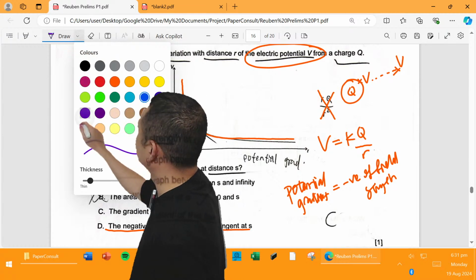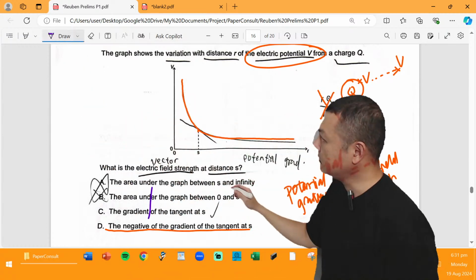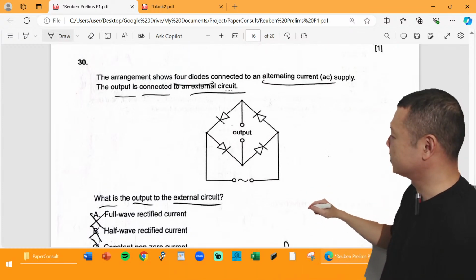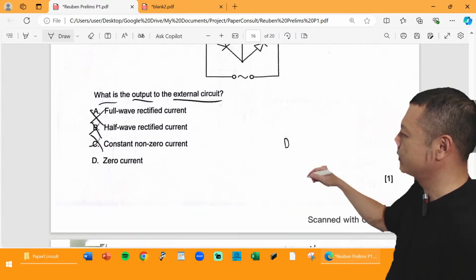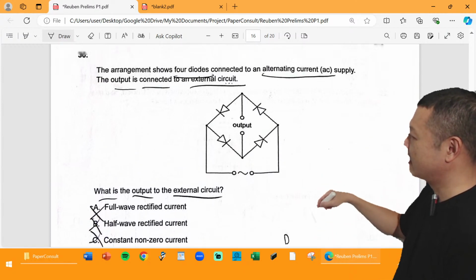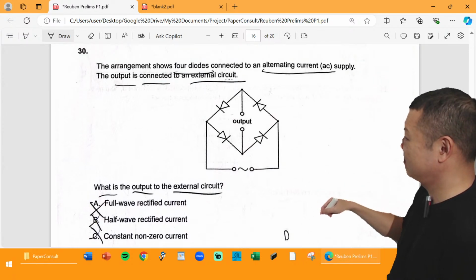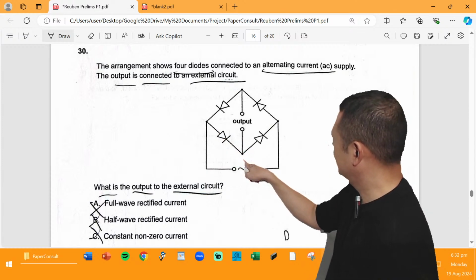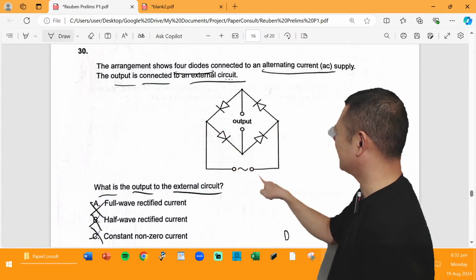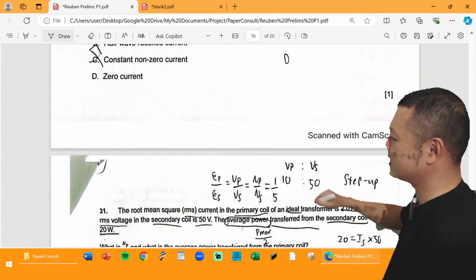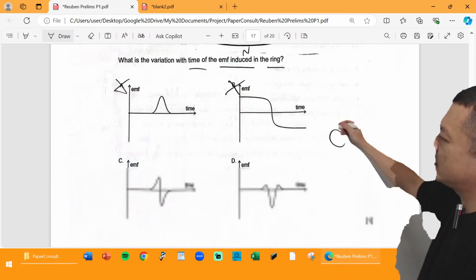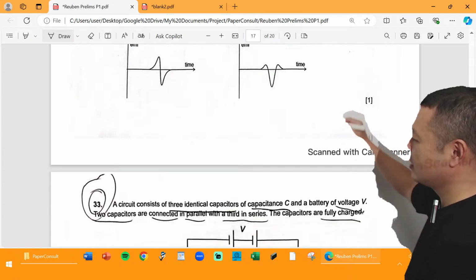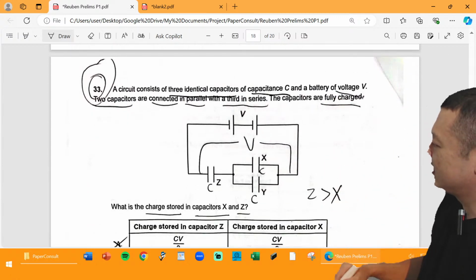All right, next one, please. What's that? 33. Both of you asking for 33. This is a full wave rectified. Oh, there's no current. Oh yeah, short circuit. Yeah, 30 is a short circuit. 31, no need. 32, I went through this in class. C is the answer. 33, E.